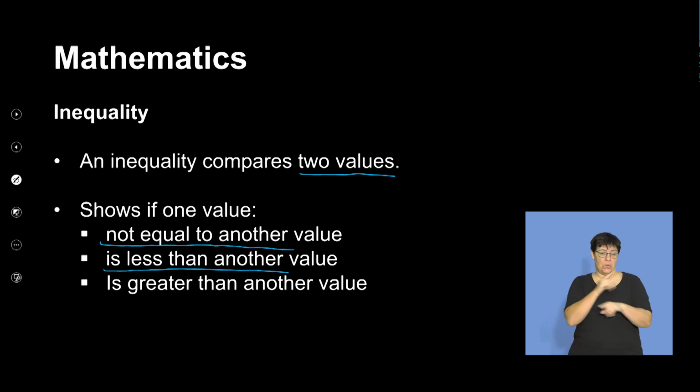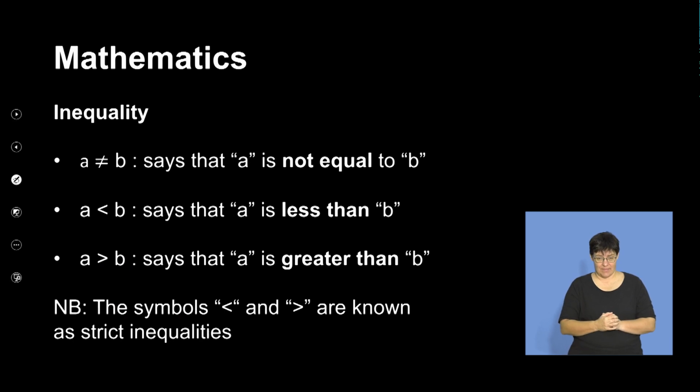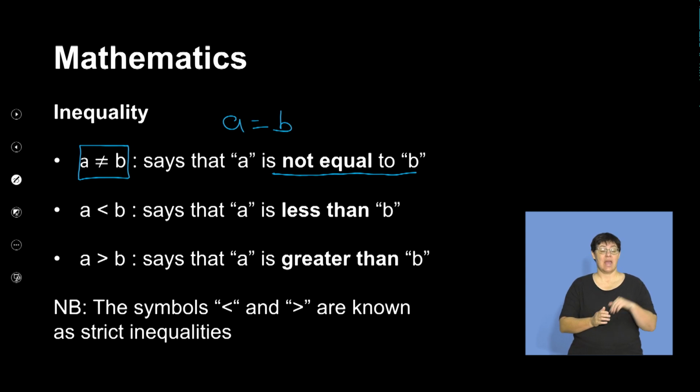It shows whether one value is less than another value. Lastly, it shows whether one value is greater than another value. And we're going to use symbols because we're not really going to write words when you're talking about inequalities. So in terms of symbols, not equal is an equal sign with a transversal in between, like a slash, which says that A is not equal to B. If I just said A is equal to B, whatever A is, B is that as well. But if you put a slash in between there, it means it is not equal to.